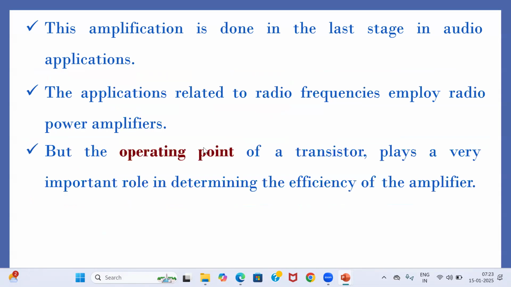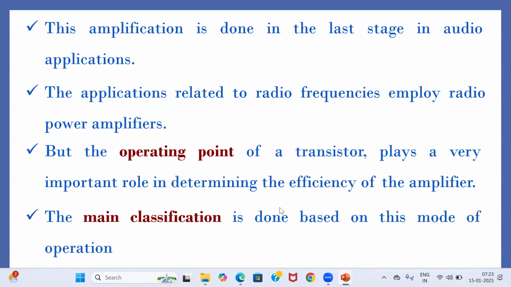But the operating point of the transistor plays a very important role in determining the efficiency of the power amplifier. So the main classification is done based on the mode of operation. Another classification is based on frequencies. Based on the frequency range, 20 hertz to 20 kilohertz is called an audio power amplifier, and 3 kilohertz to 300 gigahertz is considered a radio power amplifier. But we are going to discuss only the classification based on the mode of operation.